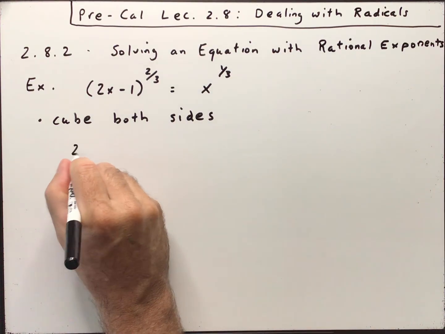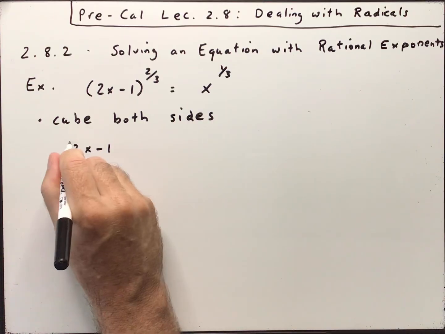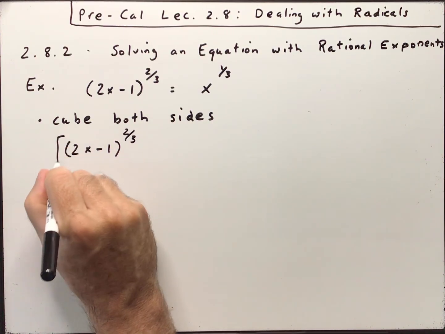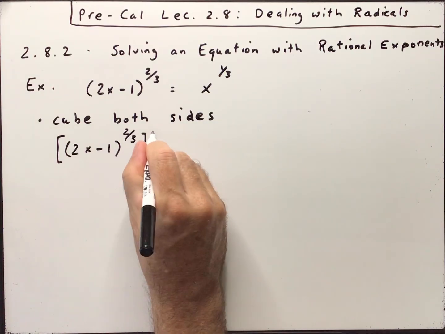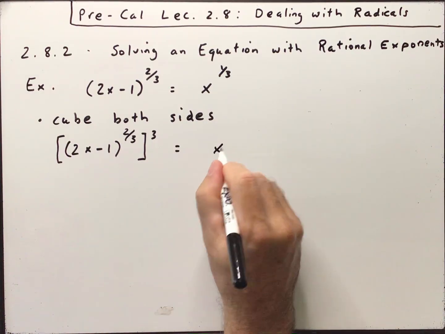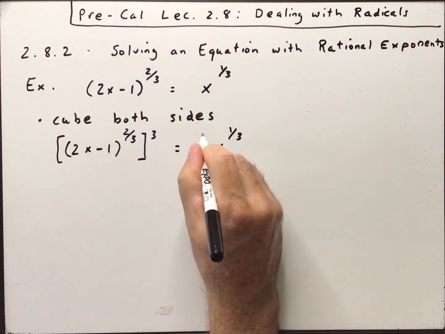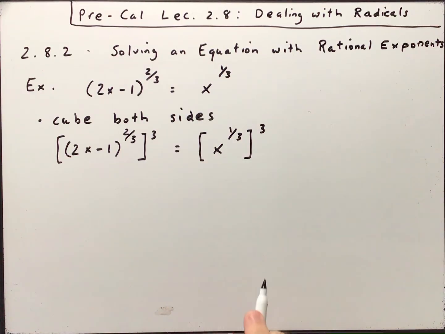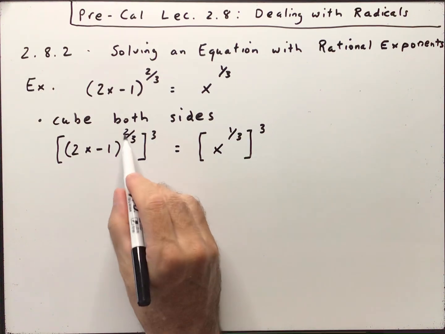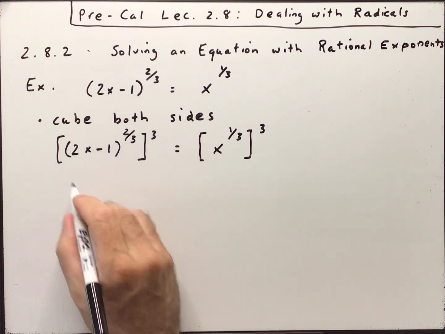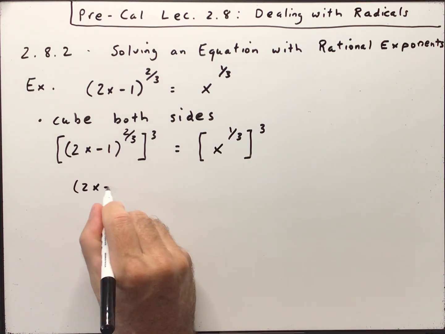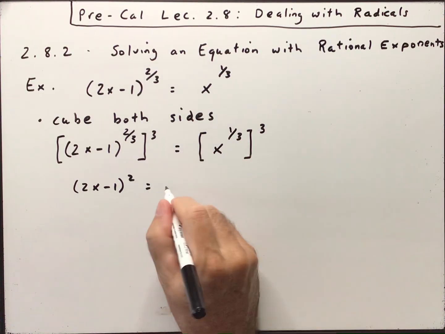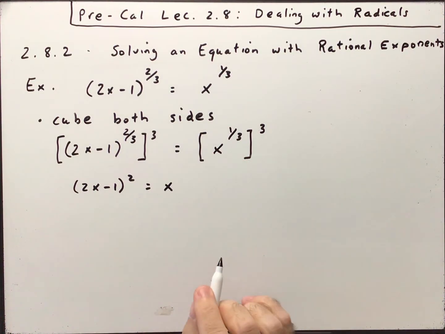All right, so I have (2x - 1) to the 2/3, and I'm going to cube that, is equal to x to the 1/3. And I'm going to raise that to the third power, so cube that. So 2/3 times 3, the 3's cancel, and I end up with (2x - 1) squared. And then 1/3 times 3 is 1, is equal to x.